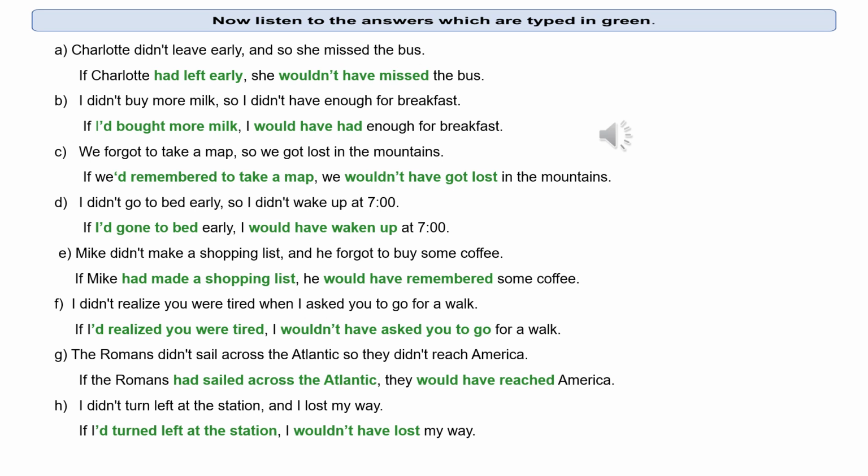G. The Romans didn't sail across the Atlantic, so they didn't reach America. If the Romans had sailed across the Atlantic, they would have reached America. I didn't turn left at the station, and I lost my way. If I'd turned left at the station, I wouldn't have lost my way.